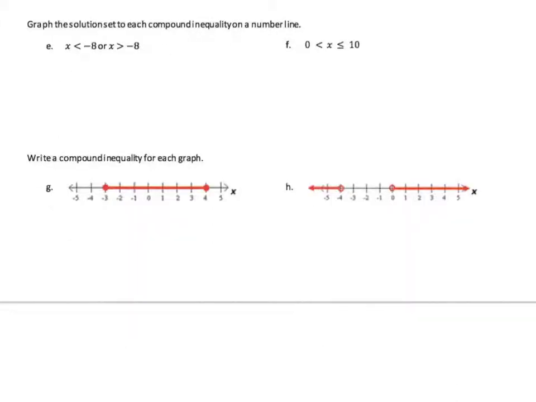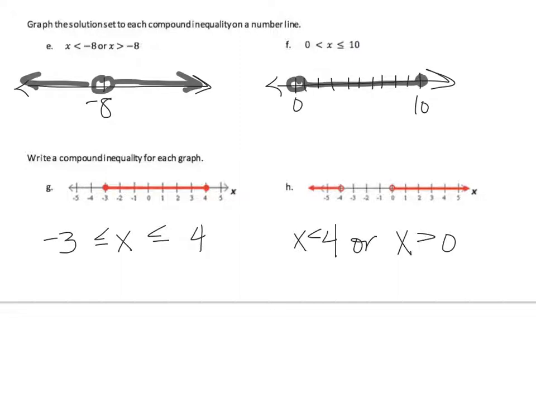Cool. Okay, you guys check these. I'm going to push pause, okay? You can do these on your own. There you go. Check your answers.